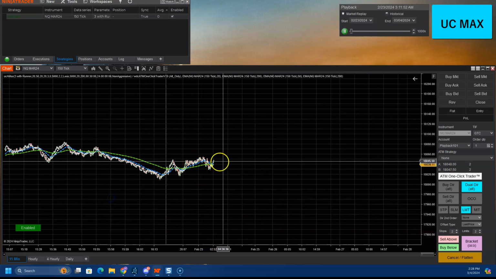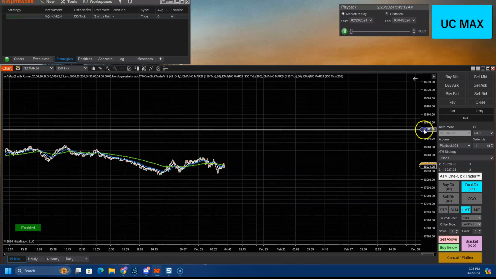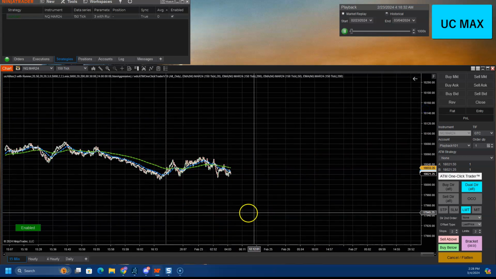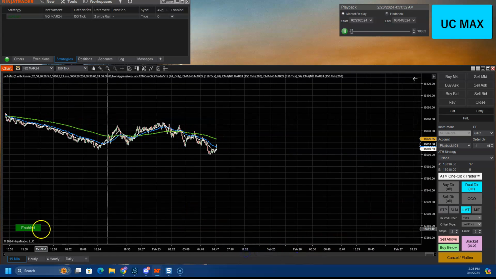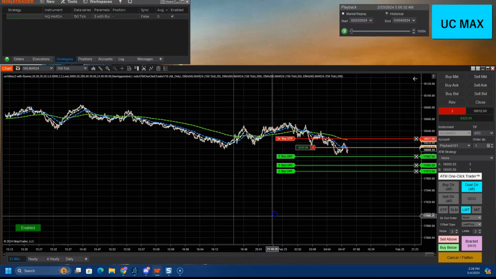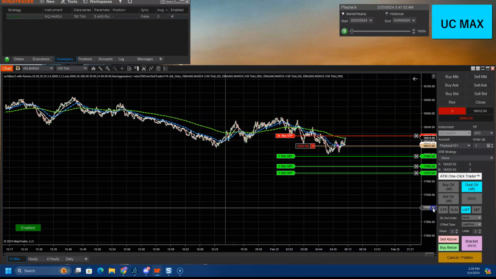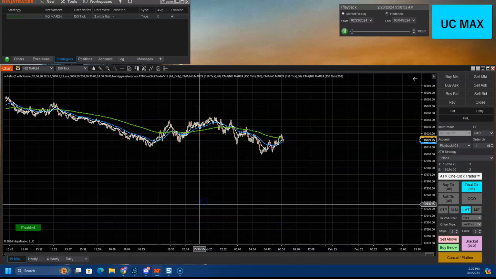So it's not taking the trades in this choppy sideways type market structure. It's looking for some sort of a trend to develop, and then it will start taking the trades. Order filled. Stop filled. That was a stop.